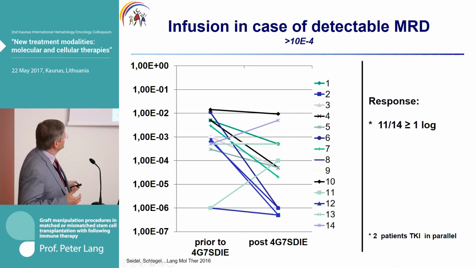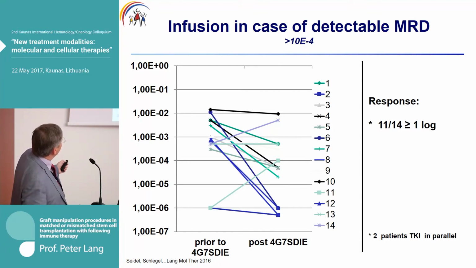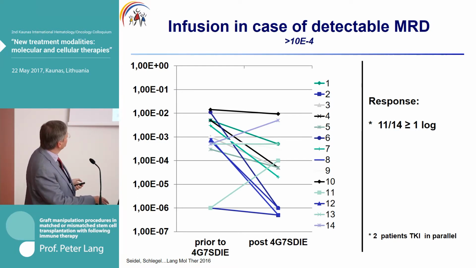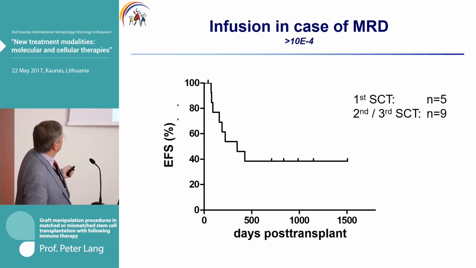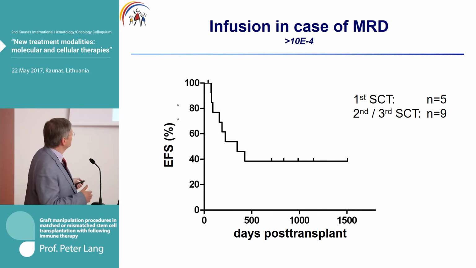And these are the results in case of detectable MRD. You can see that we were able to reduce the MRD load in 11 out of 14 patients by at least 1 log. This is the MRD load prior to antibody infusion, and this is the MRD load after antibody infusion. And here you can see the overall event-free survival in these patients. Please remember, most of them had even received a second or third transplantation, so these are really extremely high-risk patients.